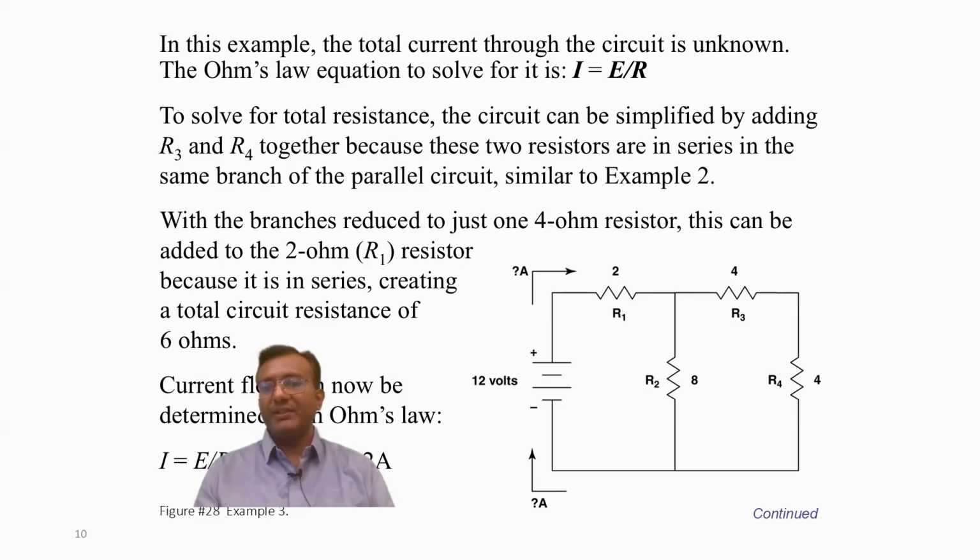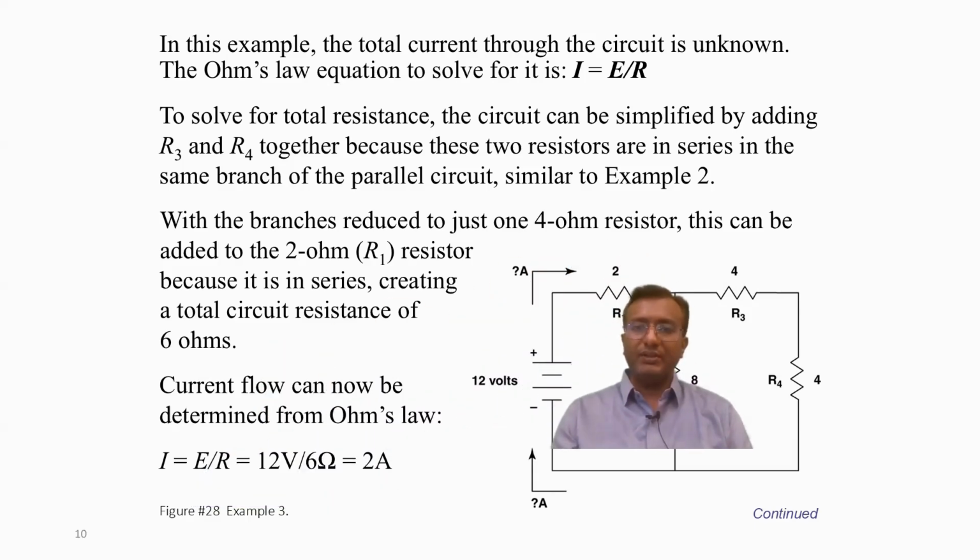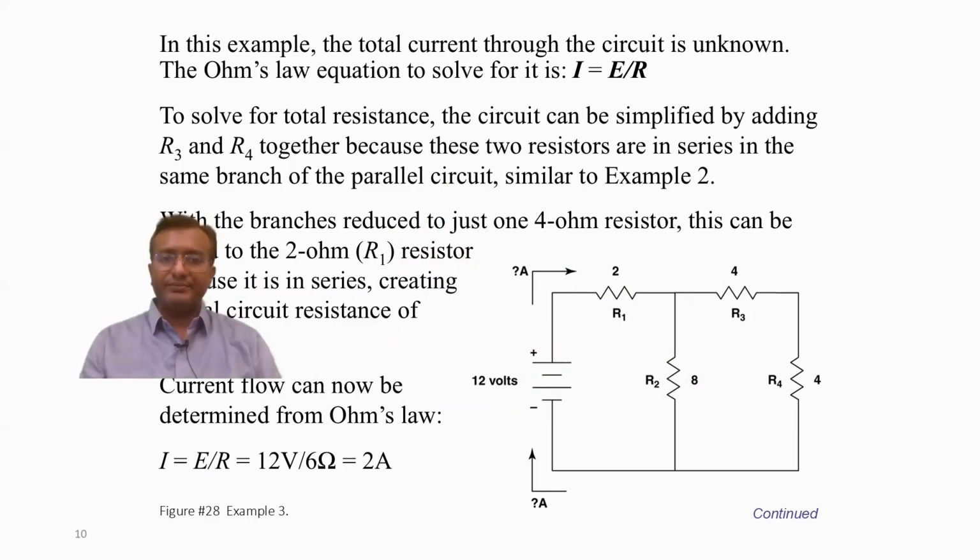And this 4 ohms is in series with this R1. So 4 plus 2 gives around 6. So the 6 is the total resistance of the system. And if we divide the supply voltage by it, it will give us the value of 2 amperes, which is moving through this battery. Okay, so this is our solution.